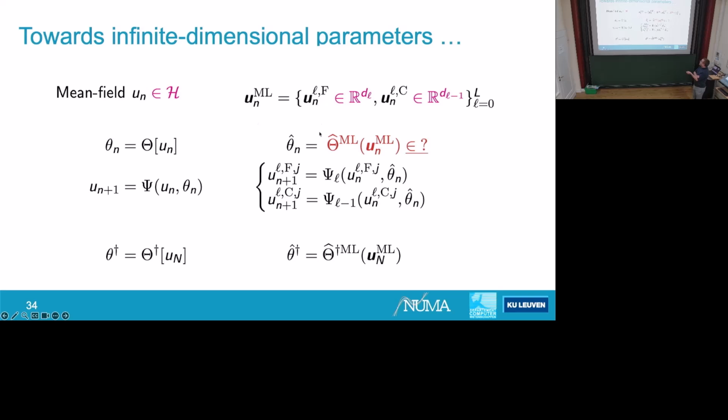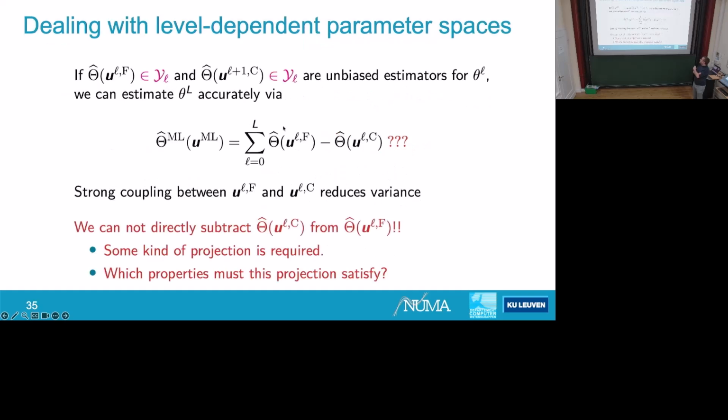So the question is this interaction term, if it's multi-level estimated, we would need to have the parameters in the same space, meaning the same number of parameters at each level. We don't want that. We want to have different parameter discretization at different levels. So the question then is, these difference estimators, how are we going to estimate them?